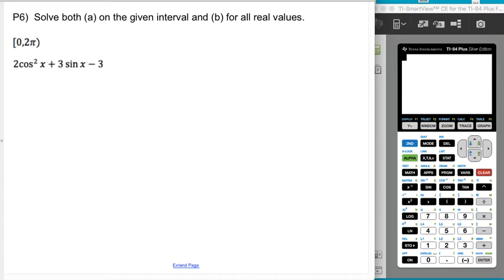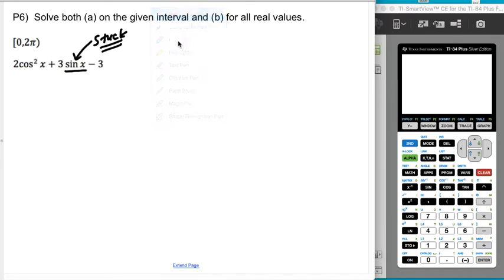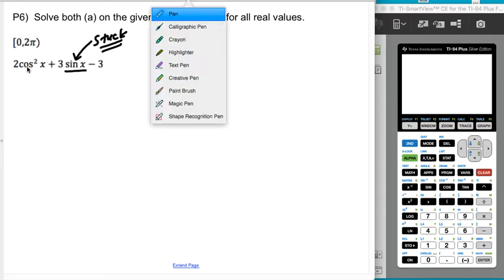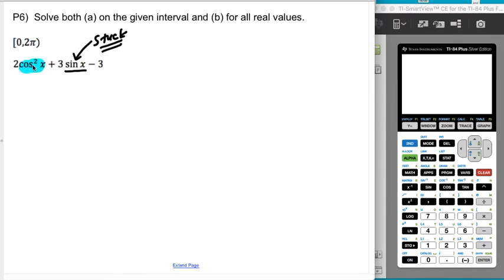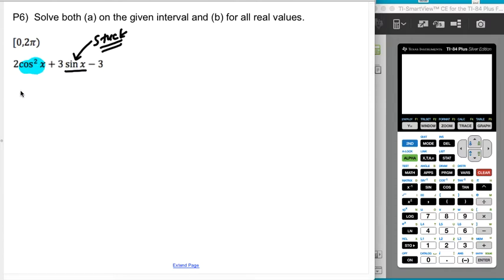All right, let's try one more problem in this video. So same issue, right? You are stuck with this linear sine, but what you can replace is this cosine squared. All right, so that's going to be your job, is to replace that cosine squared. So I'm going to get that this is a 2 times 1 minus sine squared x plus 3 sine x.